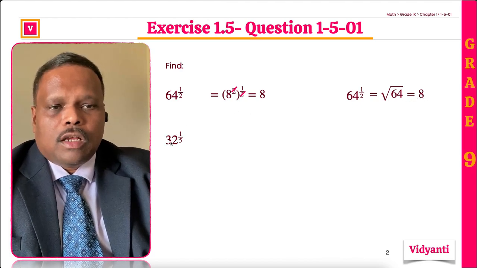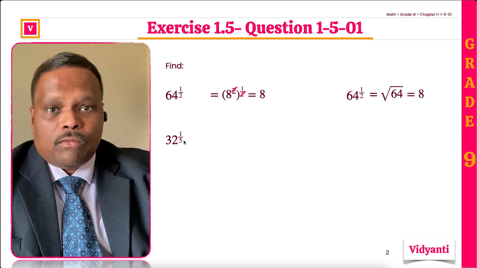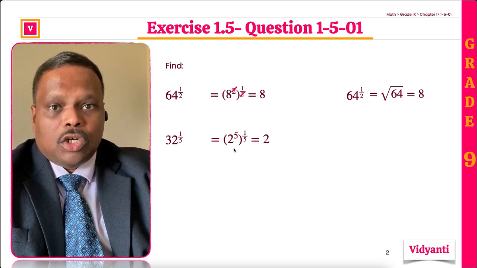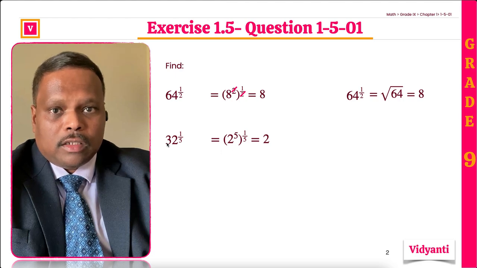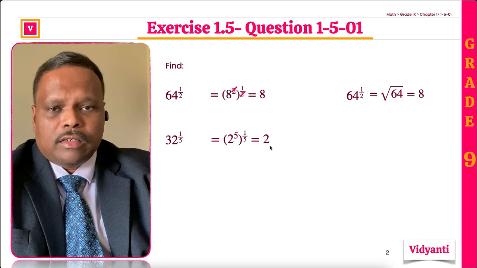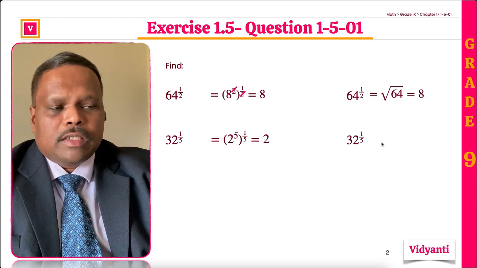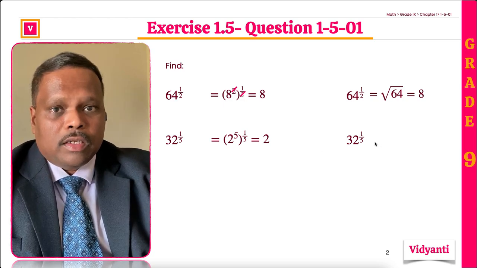Next sub question, 32 raised to 1 divided by 5. Now 32 can be written as 2 raised to 5, and then this outside 1/5 is still there. So it's 2 raised to 5, the whole bracket raised to 1/5. This 5 and 1/5 will cancel each other, and the final answer will be just 2 raised to 1, or just 2.